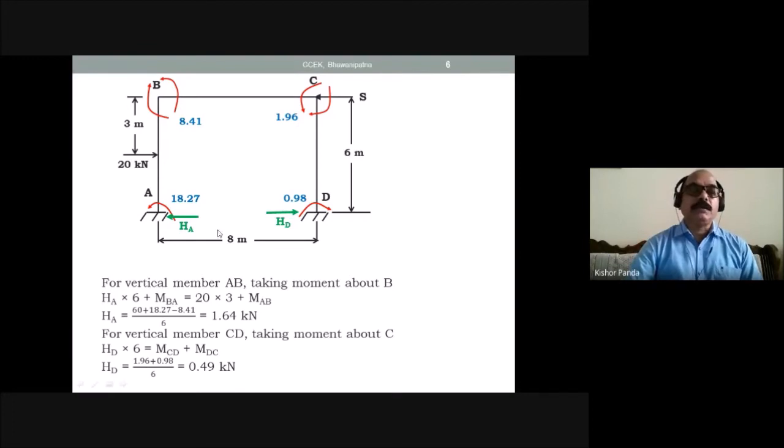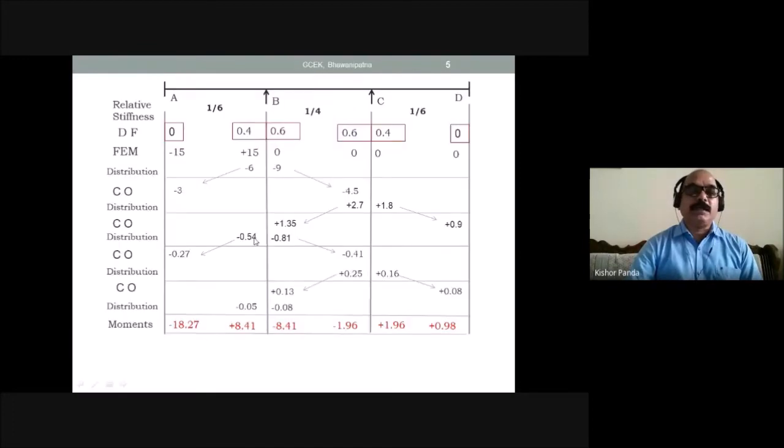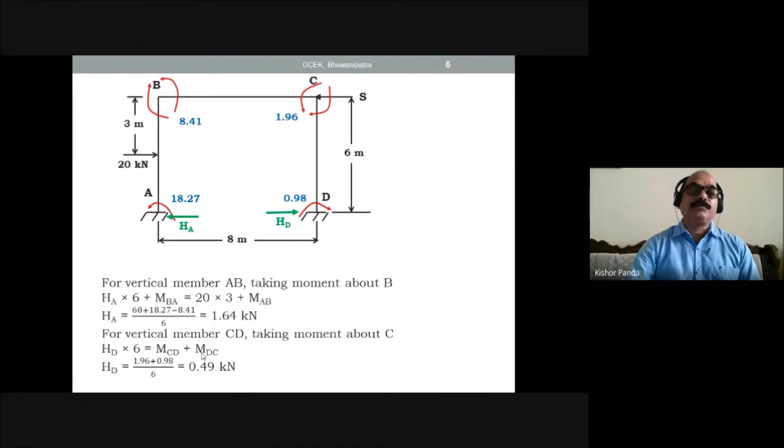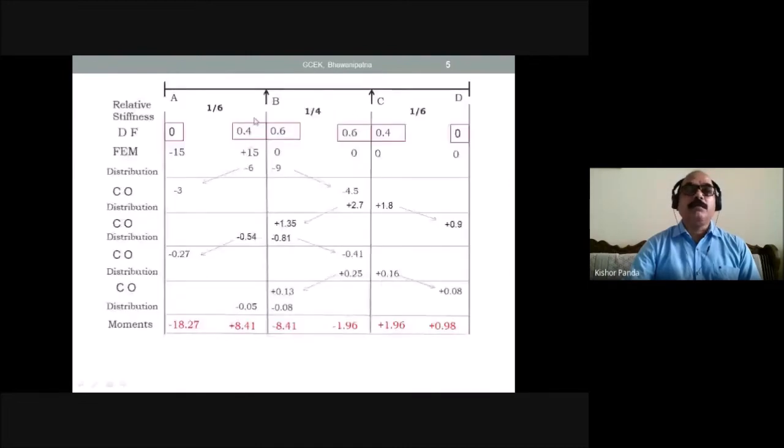So you have to give the direction of the moment. Here you see our vertical members AB and CD. Here minus 18.27. You know if the moment has a negative sign, what is the direction of the moment? This is anti-clockwise, so here you give anti-clockwise direction. Similarly, BA, here plus 8.41. This is positive, so the direction of this moment is clockwise.